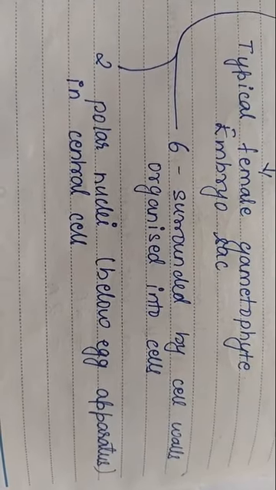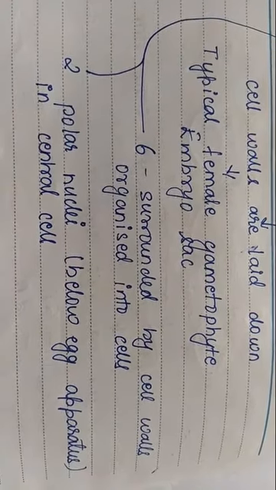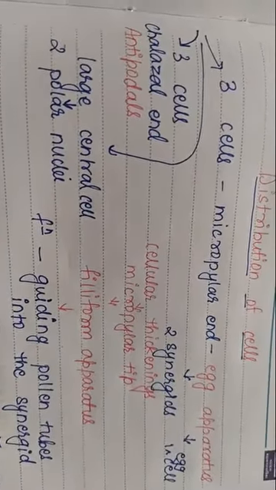Out of these 8 nuclei, now the cell walls will be laid down, and out of the 8 nuclei, 6 are surrounded by cell wall and they are organized into different kinds of cells. 2 polar nuclei will not develop cell wall, they will remain below the egg apparatus in one central cell. So now the cell walls will be laid down to give you a typical female gametophyte or embryo sac. So far we have 8 nuclei, 6 of them will form cells, 2 remain without cell wall. Let us see what kind of cells. So distribution of cells goes like this.